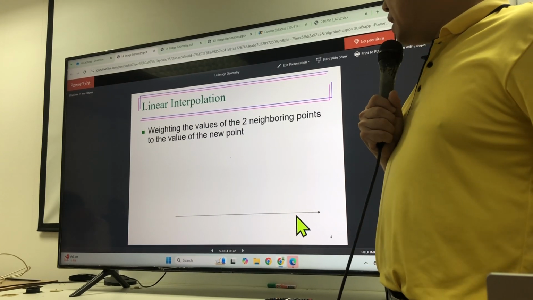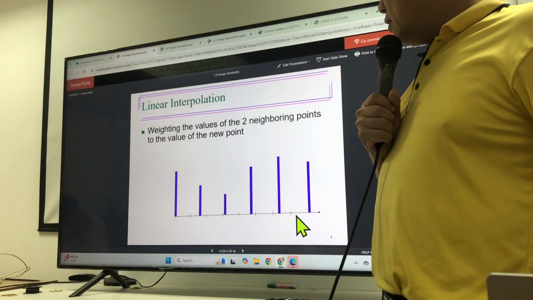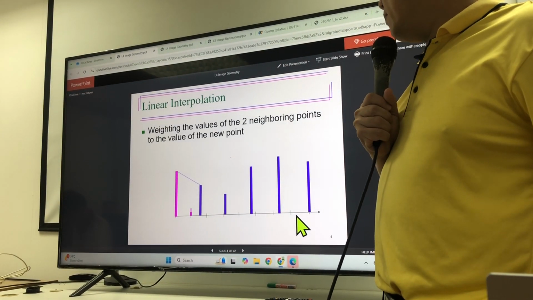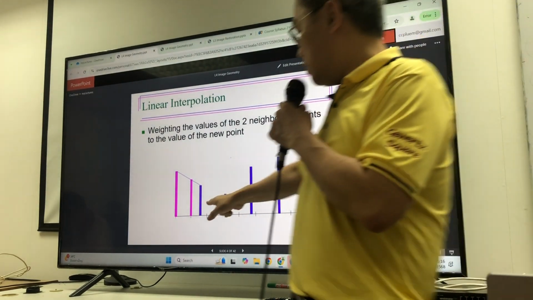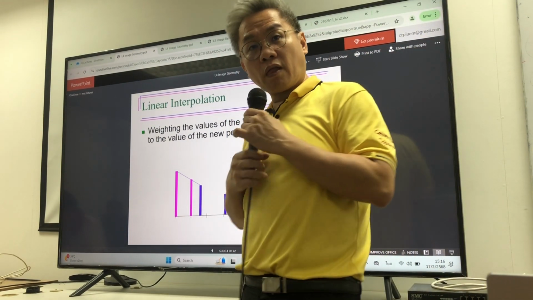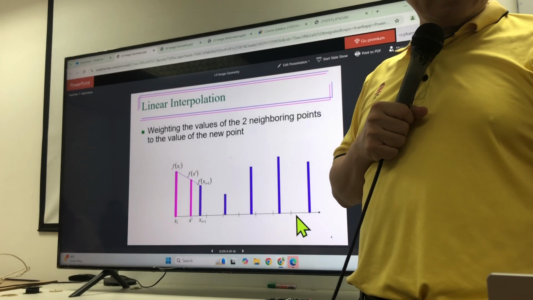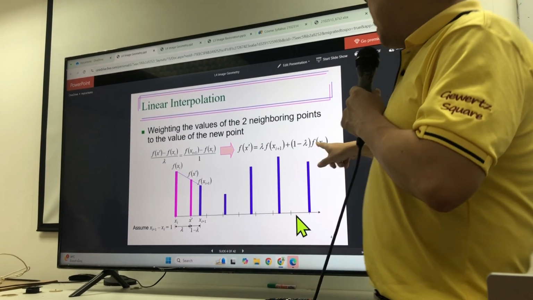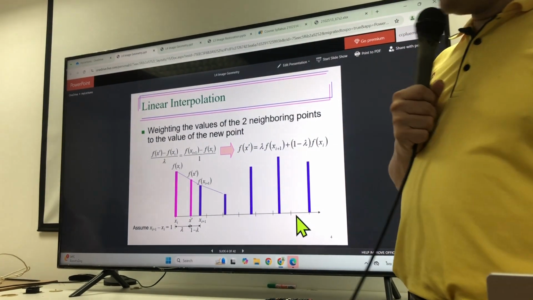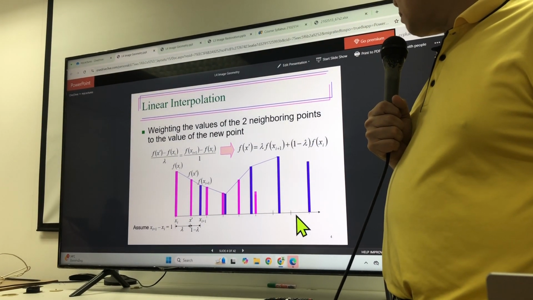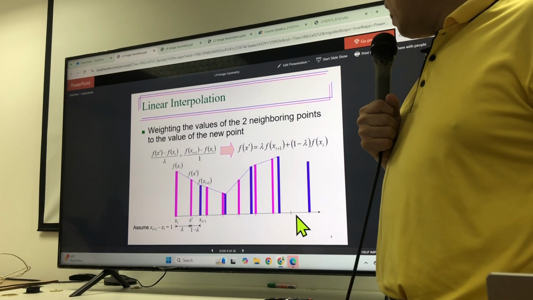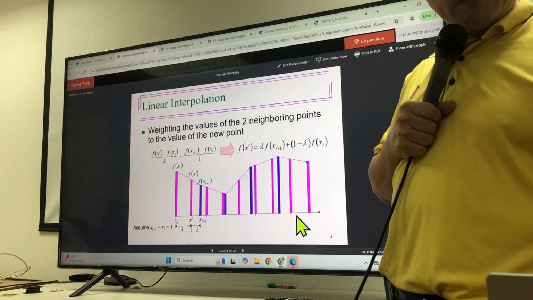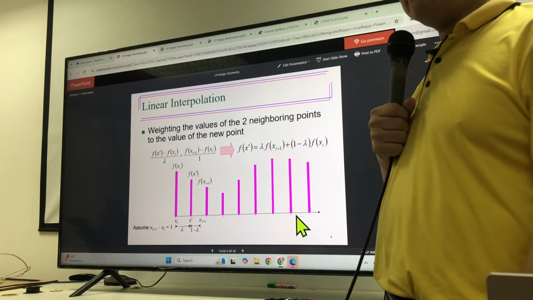For linear interpolation in 1D, what do you do? You draw the linear line, and the one in the middle is the average between the 2 neighbors. So this is linear interpolation, and you end up with this equation. You draw the straight line, and you end up with this.